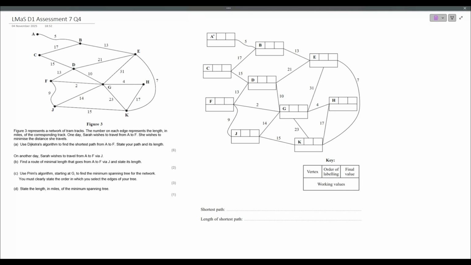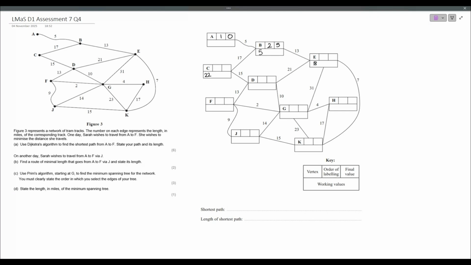So starting at A, so A has order of labelling 1 and final value 0. And now we're going to update all of the working values of vertices connected to A. And that's B, with working value 5. We're going to look for the vertex with the smallest working value, and that's currently B. So I'm going to label B second with final value 5. And all of the vertices connected to B are going to get a new working value. C is going to get working value 5 plus 17, which is 22. And E will get working value 5 plus 13, which is 18.